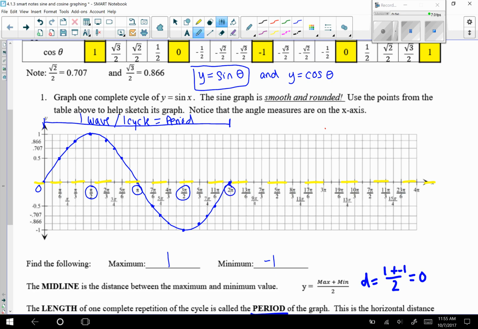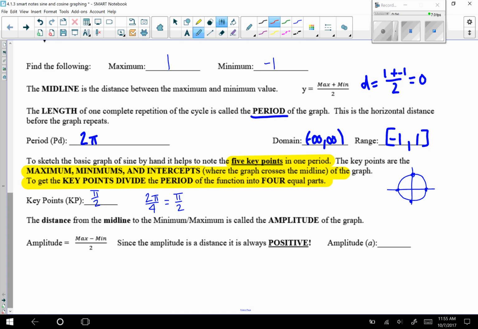That is going to help us find our key points, and you can see on your graph, this is my first key point, 2, 3, 4, and this completes the cycle. That's why we have 5 key points on our graph. Now we can also talk about the midline on our graph.